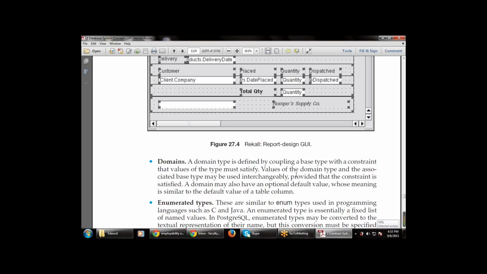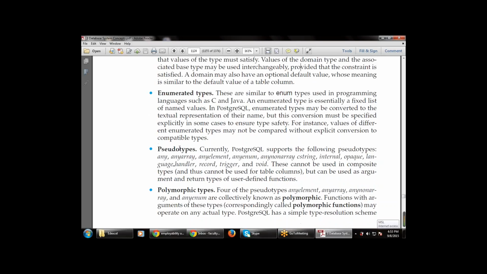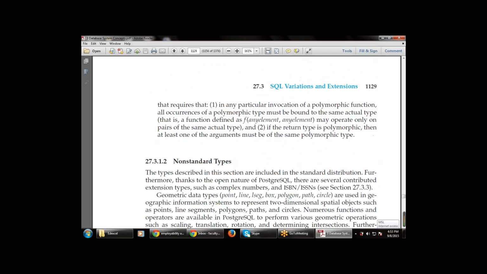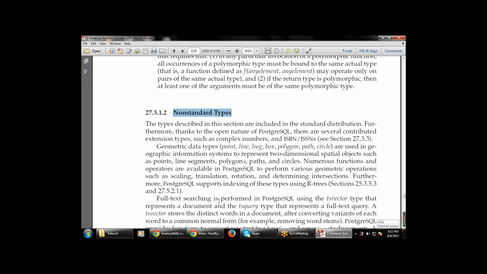The next is the enumerated type, that is, enum, which is also used in programming languages such as C and Java. Then next are the pseudo types. Postgres also supports the following pseudo types: any array, any element, any enum, any non-array, string, internal, opaque, record, trigger, and void. The next is the polymorphic types, anyelement and anyarray. And these are the non-standard types that are used.